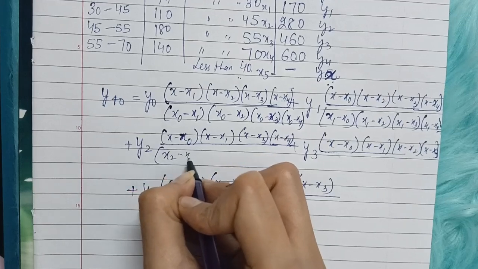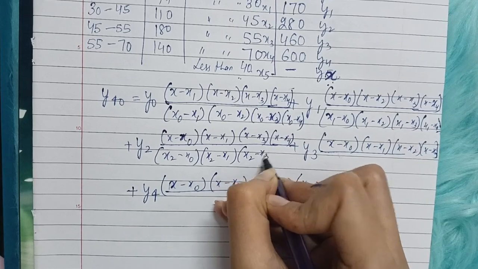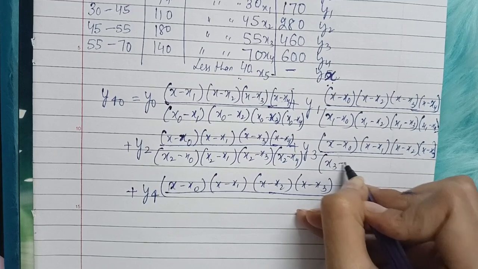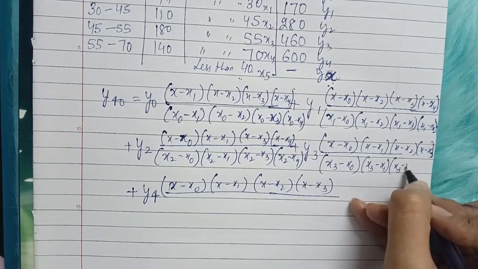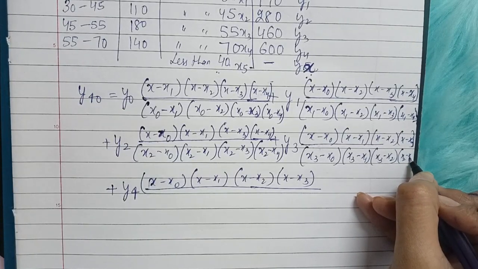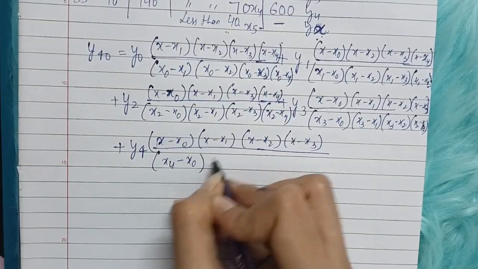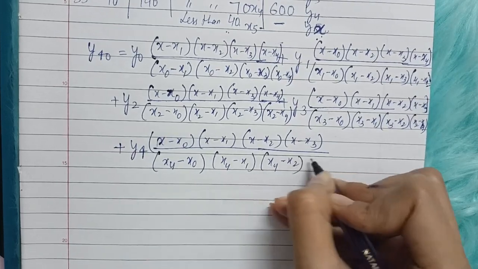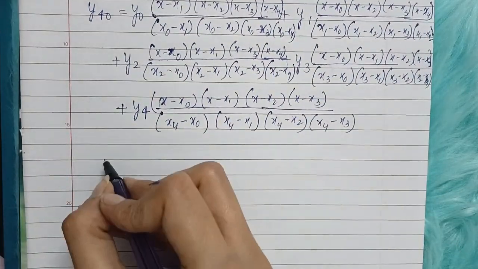Similarly here, x2 minus x0, x2 minus x1, x2 minus x3 and x2 minus x4. Okay, the next one, x3 minus x0, x3 minus x1, x3 minus x2 and x3 minus x4, right? So this one, x4 minus x0, x4 minus x1, x4 minus x2 and x4 minus x3. Now we just have to put the values here, that's it.